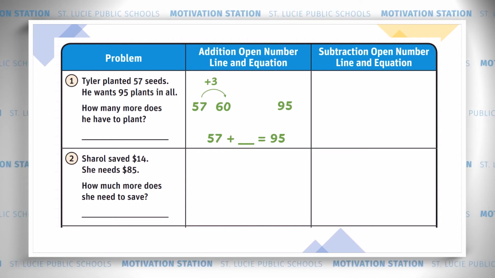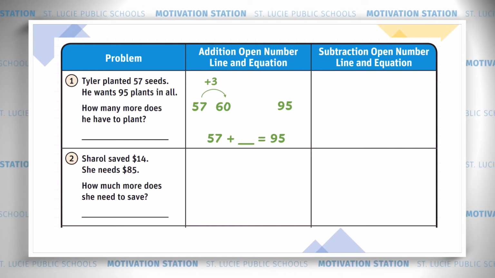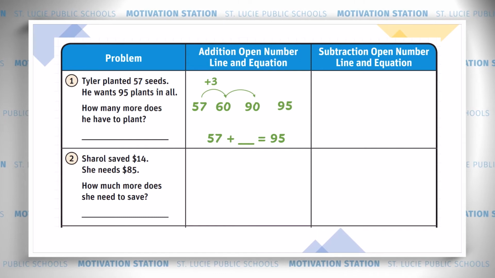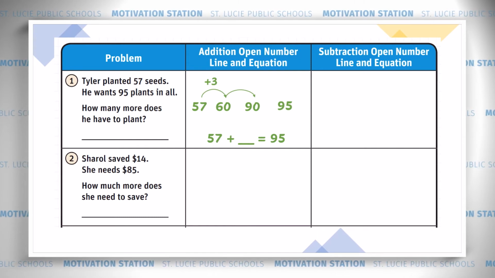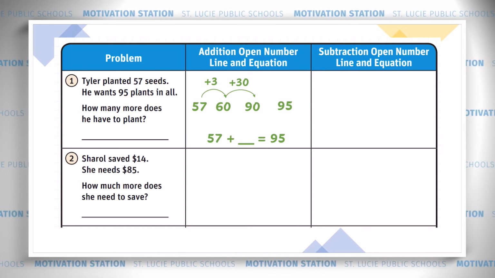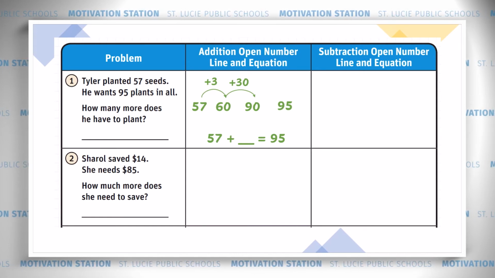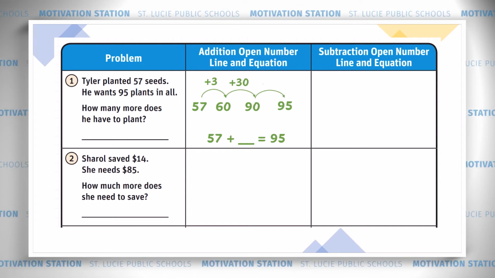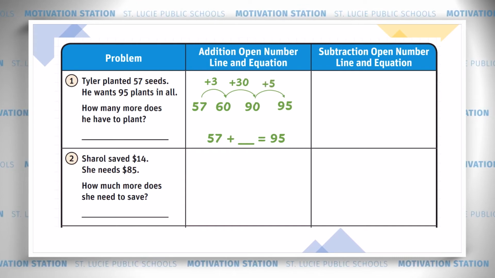Next, I want to get as close to 95 as possible. Well, I can get to 90. 60 plus 30 is 90. So I write that down. And then I just need to jump from 90 to 95. Well, that's easy. That's plus 5.